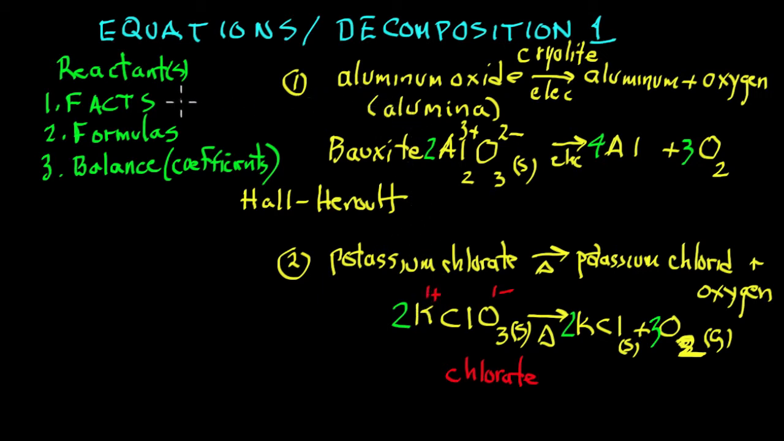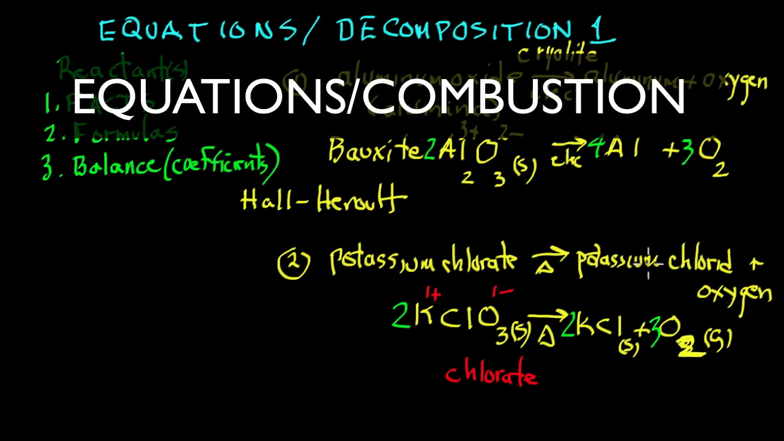Sometimes the facts they will give you are limited to either the reactant side or the product side. In the first case, if they gave you the fact and they said decomposition of aluminum oxide, that's a fact, you could guess it would be aluminum and oxygen, the 2 elements. But potassium chlorate, you wouldn't quite know what would be there. So the facts have to be examined very carefully. Okay, these are the 2 equations we'll do in this session, and we will stop right there, and we will go on to a very interesting type of equation called combustion.